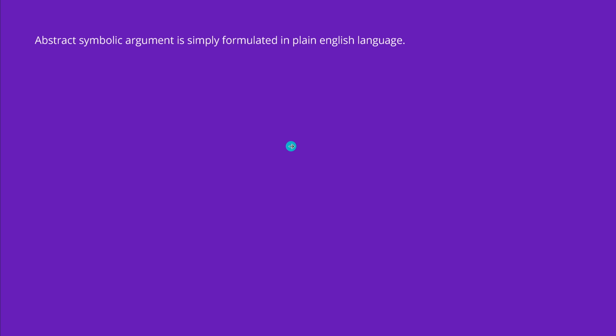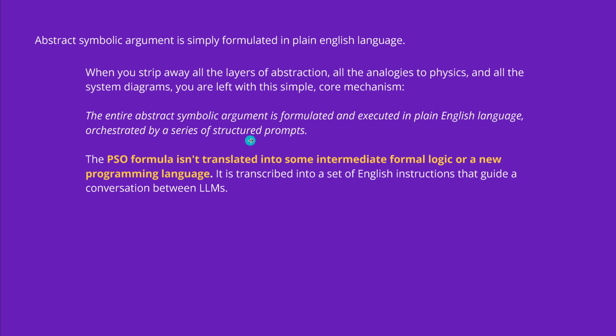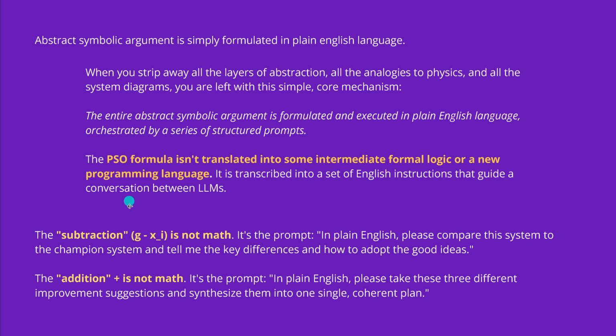What I still struggle with is this mapping of a mathematical, theoretical, physical formula into the abstract symbolic argument space. And then I just have plain English language. So I don't need to code anymore. I just talk to my LLM and this is it. And the PSO formula is not translated into some intermediate formal logic for some solver or a new programming language for multiple solver tools. Nothing. But just remember, all this operation that we see in the PSO formula is not done now on mathematical levels. It is simply done on a prompt level.